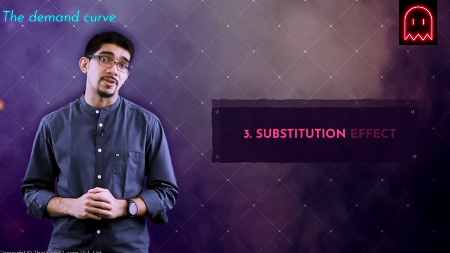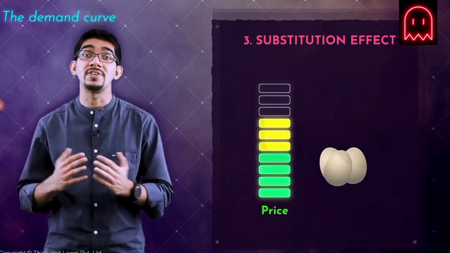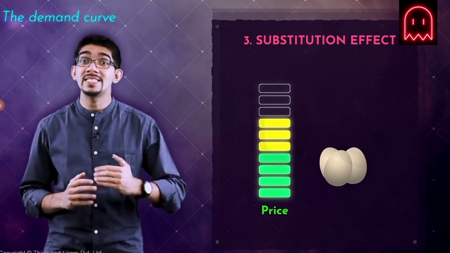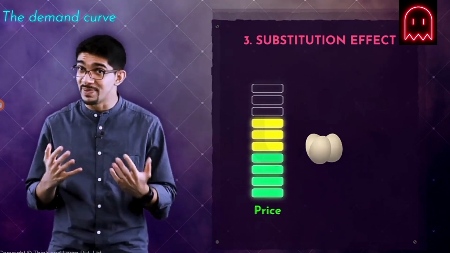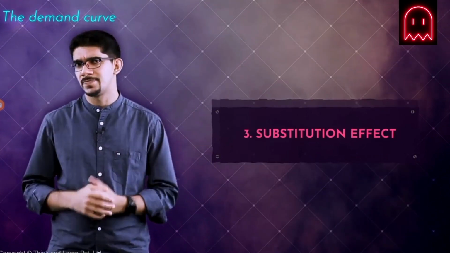Next is the substitution effect. If price of eggs rises, it becomes more expensive in relation to other goods, right? So CBA would tell the consumer to buy something else with better surplus or B minus C, such as maybe milk. Again, we'll see substitution effect in more detail in a bit.